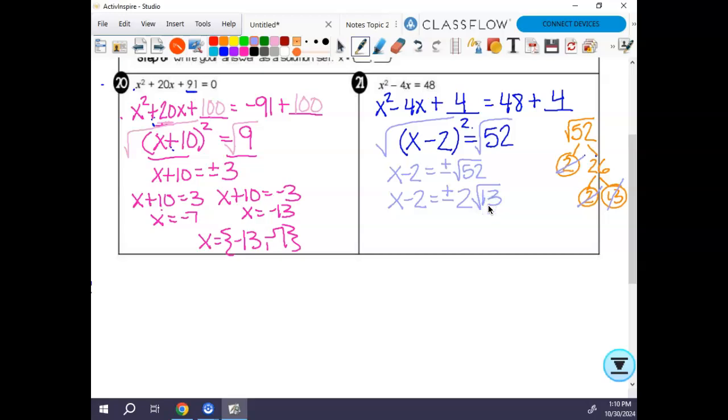Okay. And then I'm kind of here where I was on this one. I can really just now jump to this because I will have x equals, and then when I add the 2 over there, that's going to be a positive 2 plus or minus 2 square roots of 13. And you can't simplify that anymore because it has a square root on it.